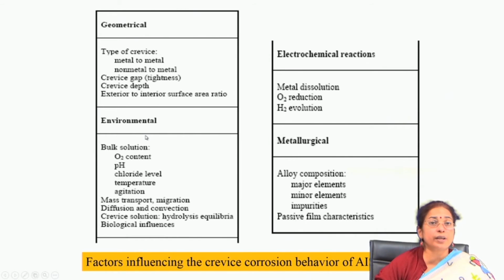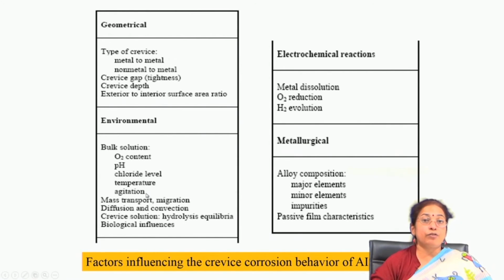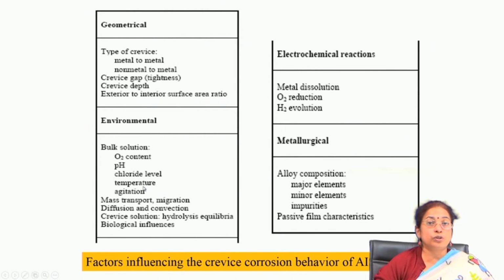Then if you talk about the environment, how much oxygen content is in the environment, how much is the pH, then chloride level, temperature, agitation, these all play a very important role. So, mass transport migrations, whether there is any kind of stirring action in the environment, diffusion and convection, whether any flow is there, whether it is laminar flow or convection-dominated flow. Also, whether there is any biological influence: sometimes microbiological species in the environment accumulate on the surface and act as a site for crevice corrosion initiation.